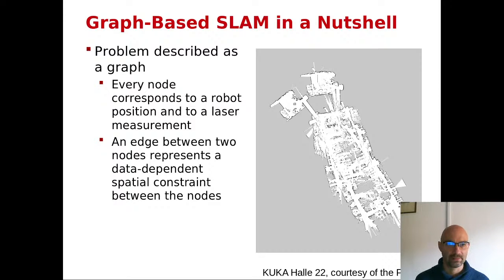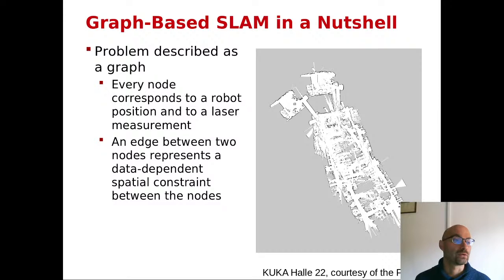modern SLAM systems. So typically a modern SLAM system describes a problem as a graph, where every node in the graph corresponds to a robot position and a measurement or a collection of measurements. Might be a laser measurement, an image, or an ensemble of things that the robot has seen at that position, right? And this is one component of our graph.